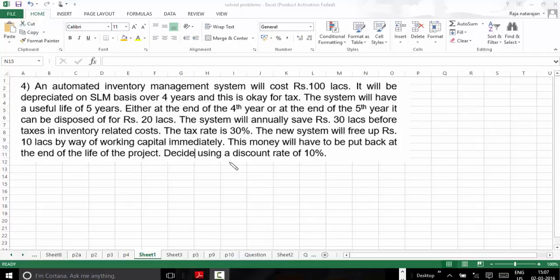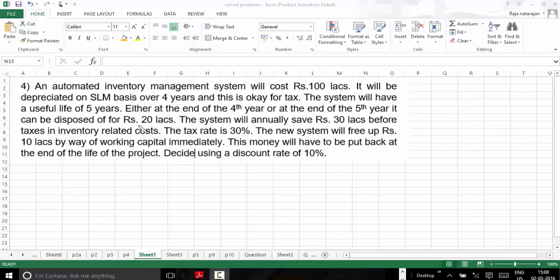So you have to decide whether you should invest in the project, and the life of the project is actually 5 years. So you can close it over a period of 4 years or 5 years. If you're going to close it over a period of 4 years, then right from now you have to calculate depreciation for 4 years. If you are going to close it at the end of 5 years, right from now you have to calculate depreciation for 5 years.